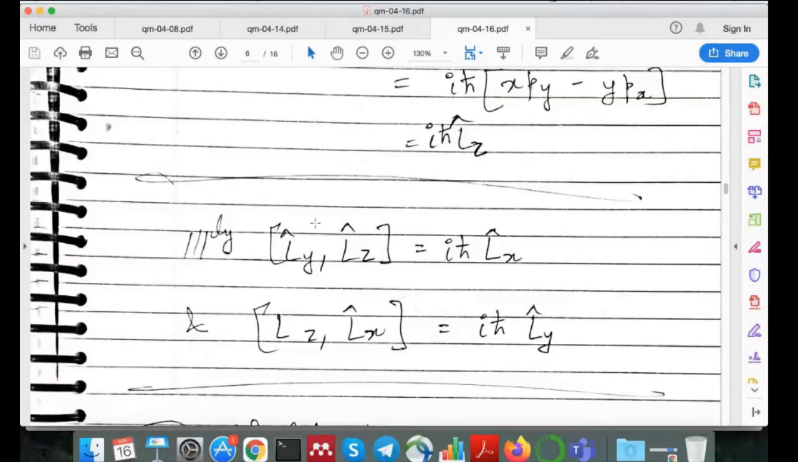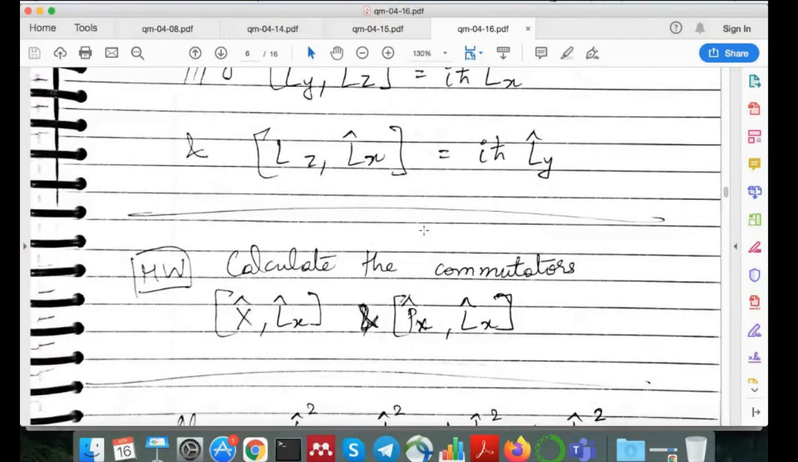All right. So similarly, using the same kind of procedure, we'll get these two formulas also, which we have already discussed. That is, the commutator of Ly, Lz is going to be iħ Lx, and the commutator of Lz, Lx is iħ Ly. So this is the same thing.